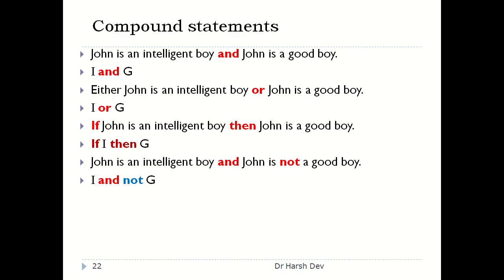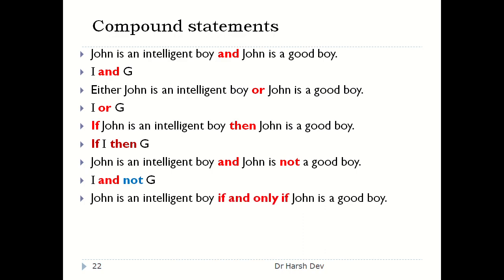For example, John is an intelligent boy and John is not a good boy. For representing not a good boy, I will only write not G, because G already represents John is a good boy. So not G means John is not a good boy. Similarly, John is an intelligent boy if and only if John is a good boy, I can write as I if and only if G.